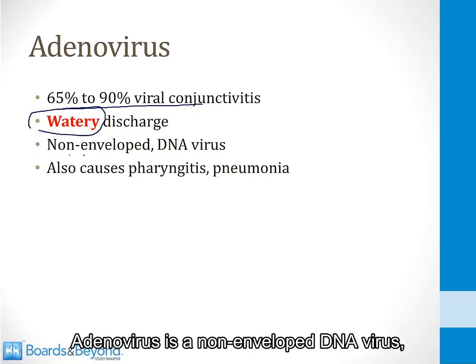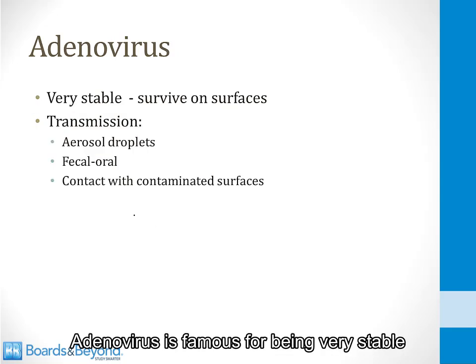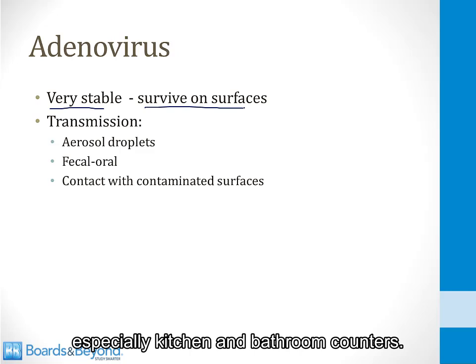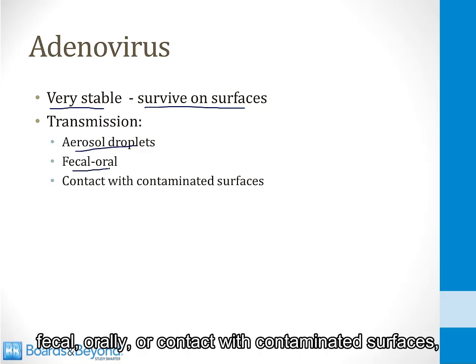Adenovirus is a non-enveloped DNA virus. It also causes pharyngitis and pneumonia. Adenovirus is famous for being very stable and able to survive on surfaces, especially kitchen and bathroom counters. It's often transmitted by either aerosol droplets, fecal orally, or contact with contaminated surfaces.